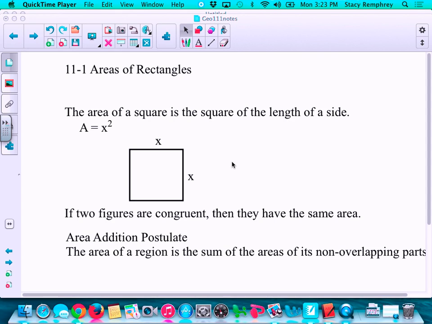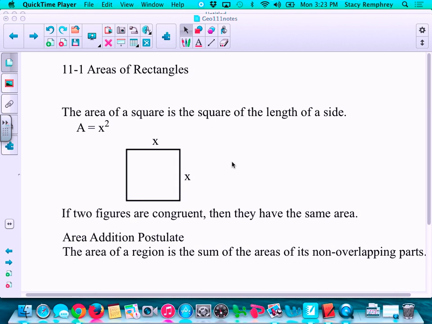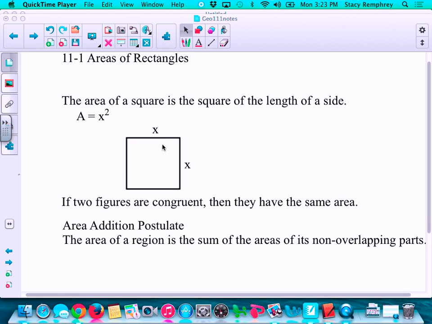What we're going to quickly discuss here is the area of rectangles, and this is the basis of all the area formulas that we use for every other figure. Every other figure, we can bring it back to the area of a rectangle, and you'll see that as the lessons go on. So first we review the area of a square is the square of the length of a side, so just x times x, and that tells you how much room is here.